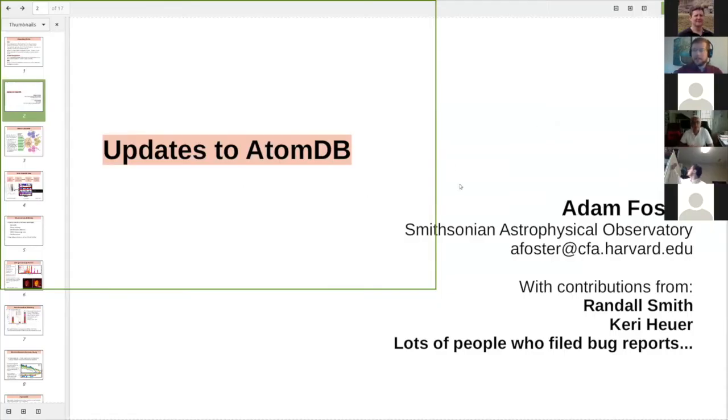AtomDB has been a long ongoing project for many, many years. This year's main updates are presented by me on behalf of the team. The major contributions this year are from Randall Smith and our undergraduate student, Kerry Hewer, who has done fantastic work and is starting at Drexel in a few months, so look out for her in the future.